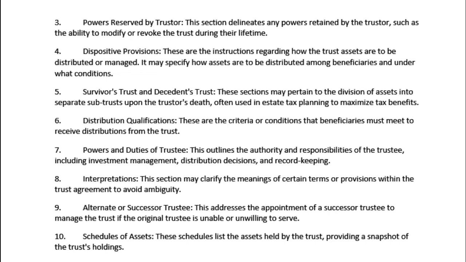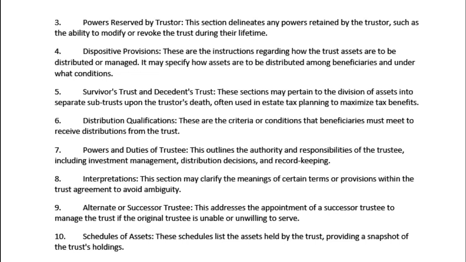8. Interpretations. This section may clarify the meanings of certain terms or provisions within the trust agreement to avoid ambiguity. 9. Alternate or successor trustee. This addresses the appointment of a successor trustee to manage the trust if the original trustee is unable or unwilling to serve. 10. Schedules of assets. These schedules list the assets held by the trust, providing a snapshot of the trust's holdings.